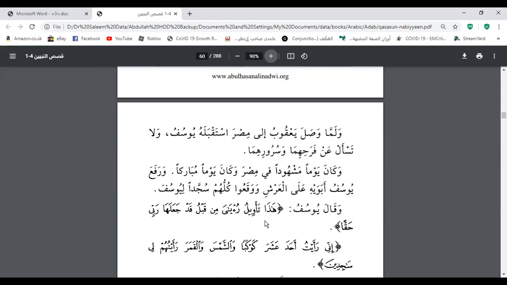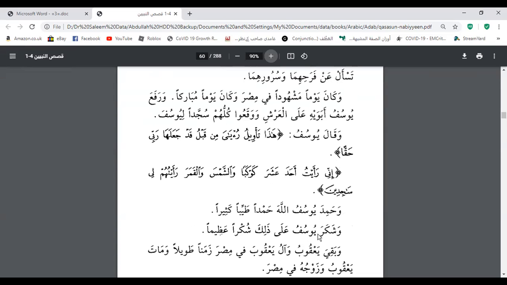وَلَا تَسْأَلْ عَنْ فَرْحِهِمَا وَسُرُورِهِمَا. Do not ask about their joy and their ecstasy. وَكَانَ يَوْمًا مَشْهُودًا فِي مِصْرَ. That day was observed and witnessed in Misr. It was so well known because the reception was such, and father and the son, who loved each other to the max, met, according to some narrations, after 40 years, some say more or less. Anyway, it was quite a long time.